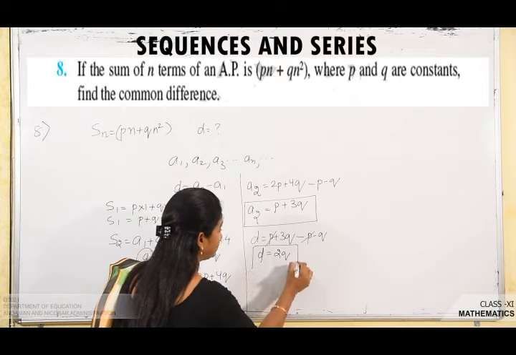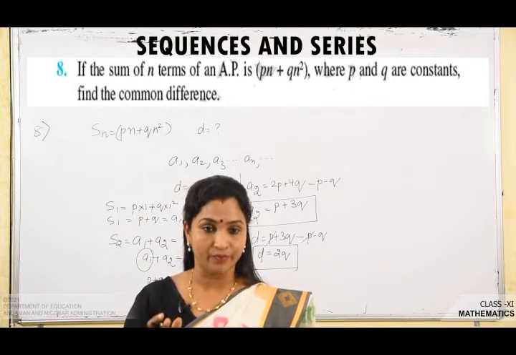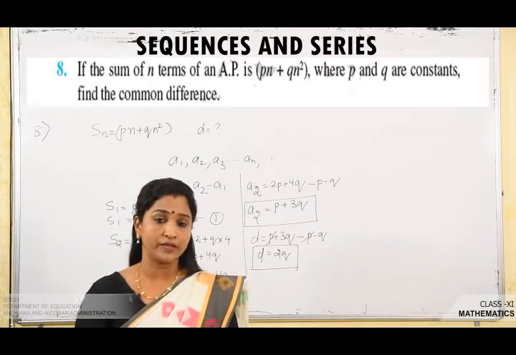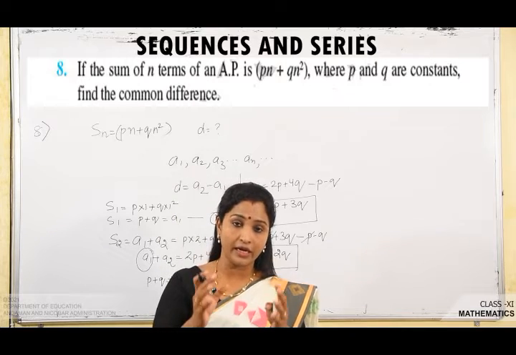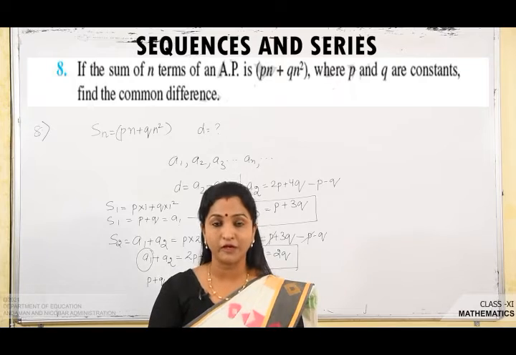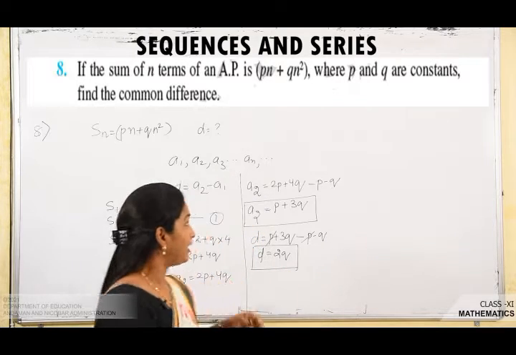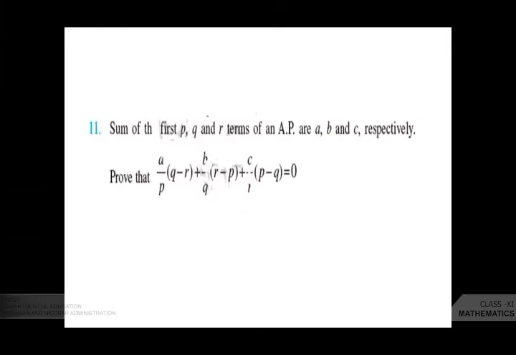So you got the common difference D is equal to 2q. This is a very good question, like if you are given sum to n terms of a sequence, and from that you can find the first term and the second term, and you can easily find the common difference. I hope this question is clear to you. Moving on to the next question, which is the 11th one.